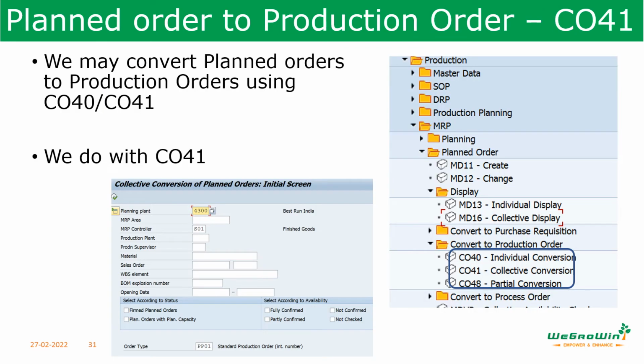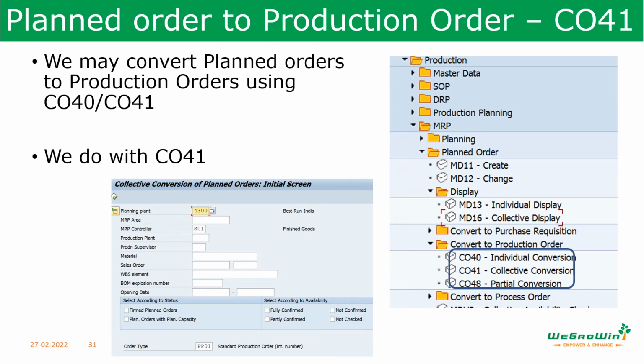Another way of converting the planned order to a production order collectively is CO41. Individual conversion is CO40. We will use the transaction CO41. Please note, in CO41 we have various selection parameters to select.